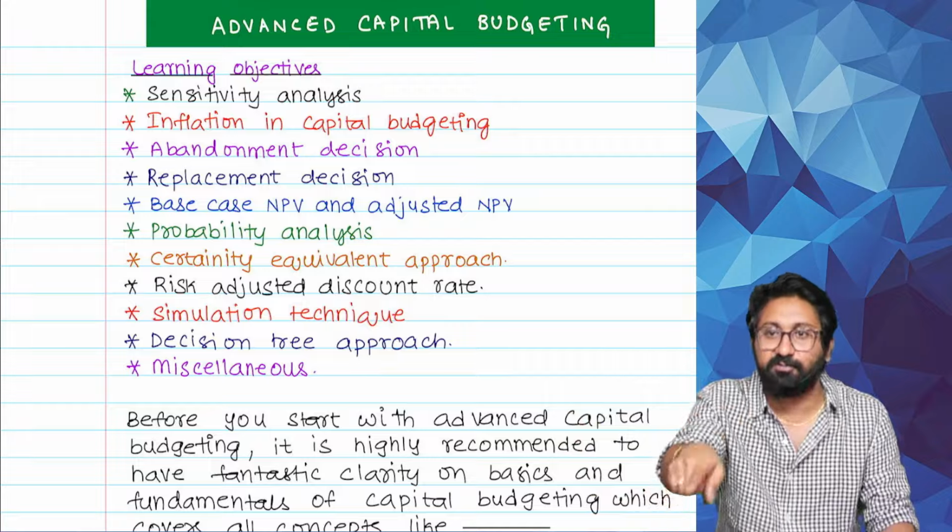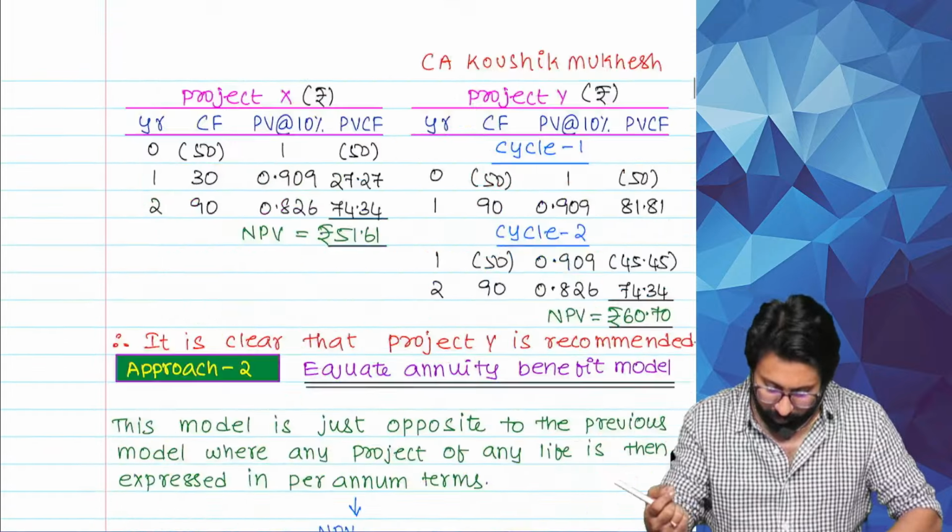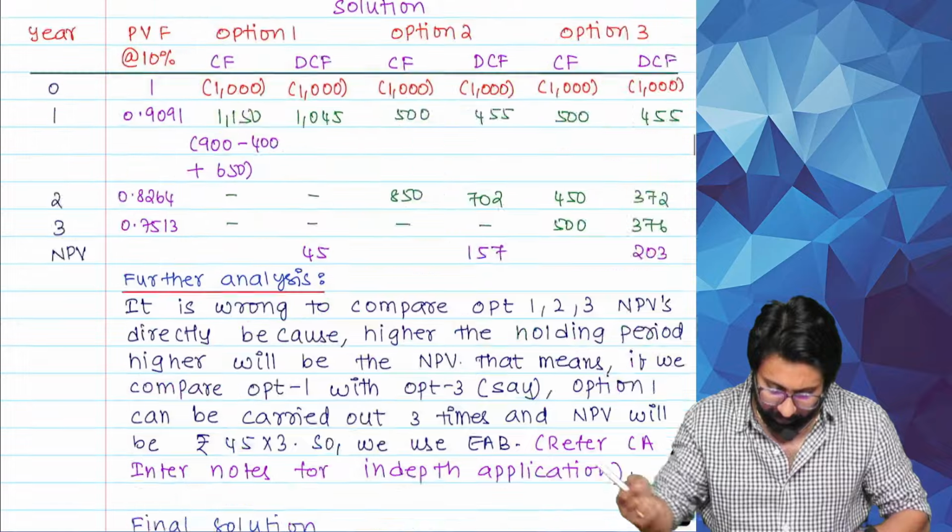If you do the illustrations I give you, clear everyone? I will show you an example for you to understand. See here.